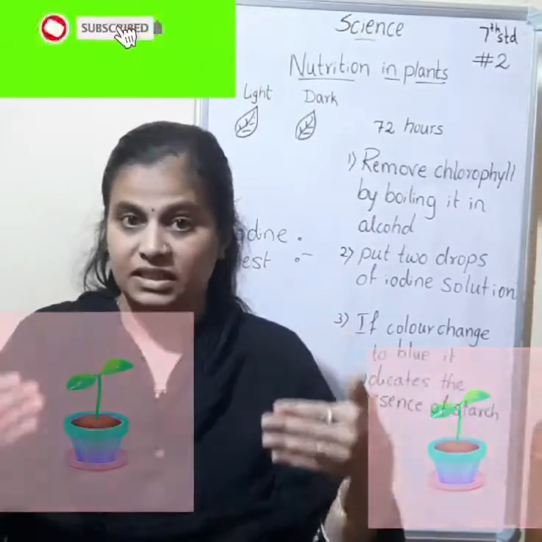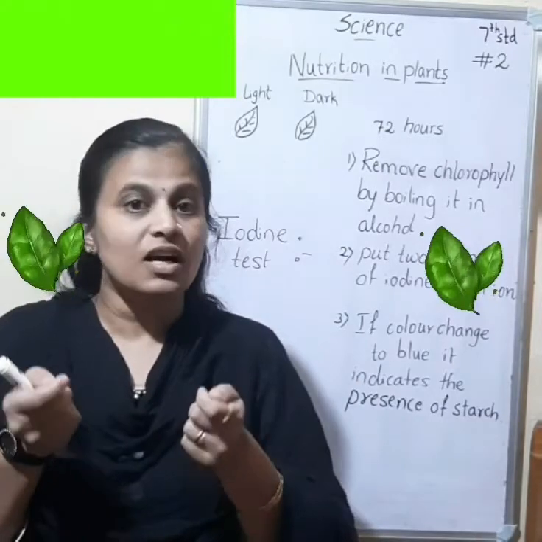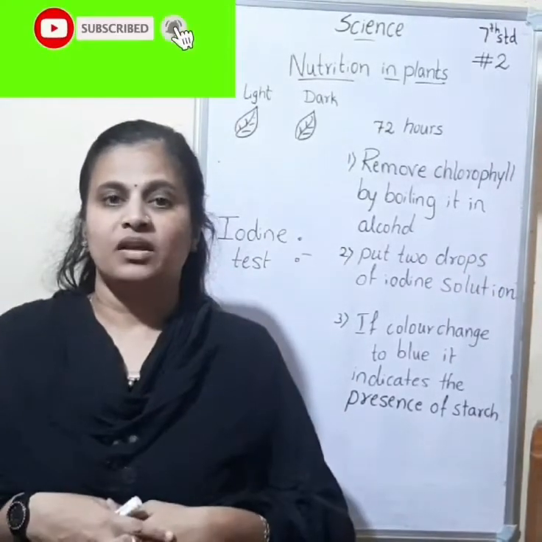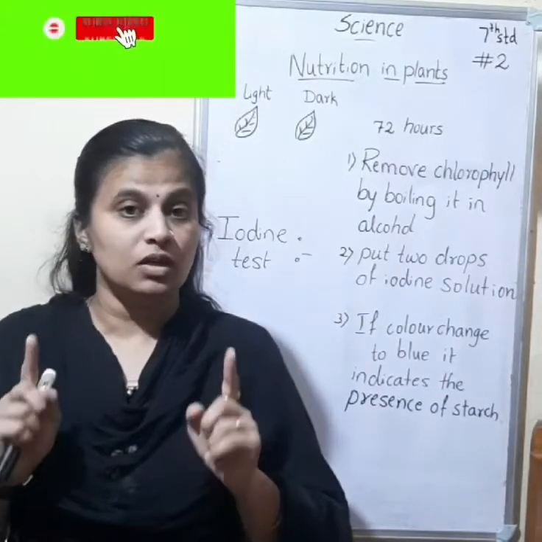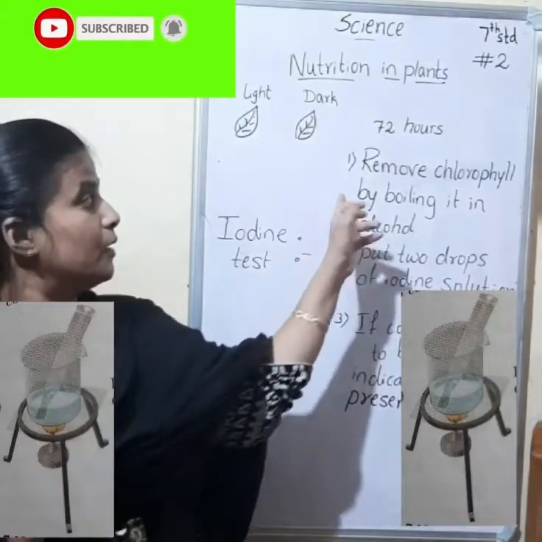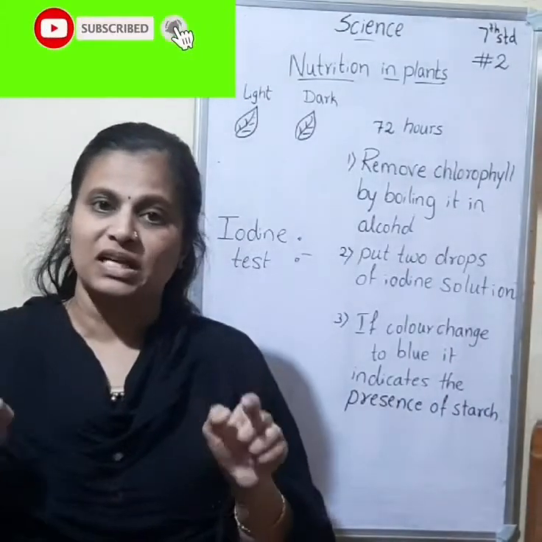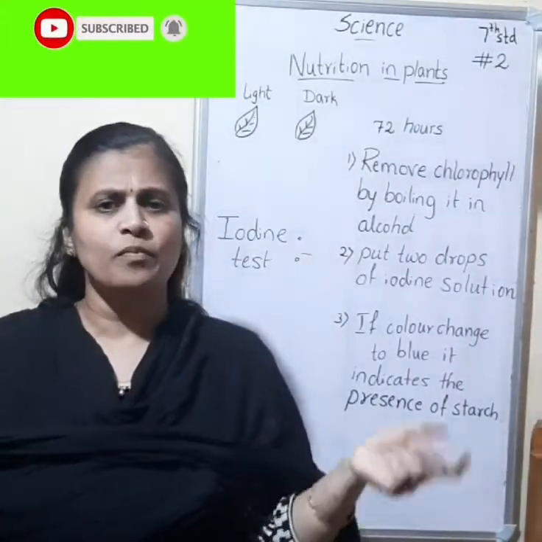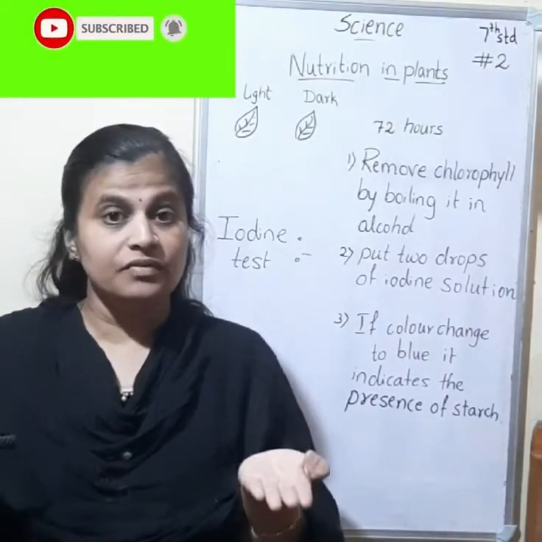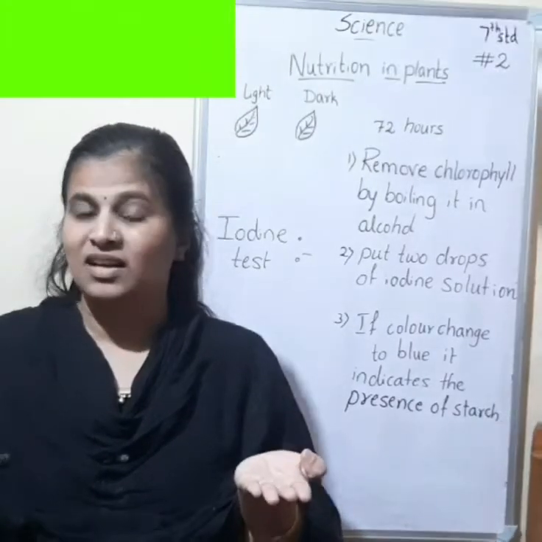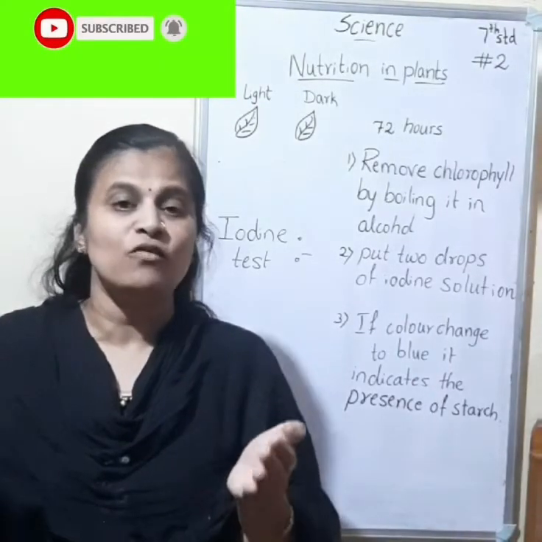After 3 days let's pluck out the leaf from both the plants and go for the iodine test. How to do it? We have to take those leaves and boil them in alcohol to remove the chlorophyll from them. After removing the chlorophyll, we take out the leaf and drop 2 drops of iodine on both the leaves. If the leaf turns blue-black or blue, it indicates the presence of starch, and presence of starch indicates the occurrence of photosynthesis.